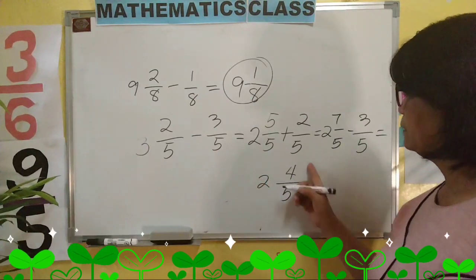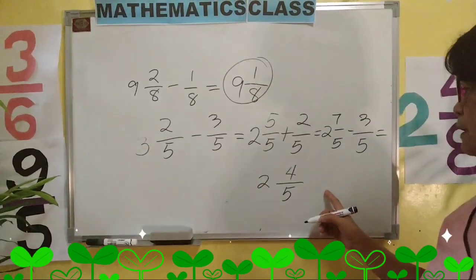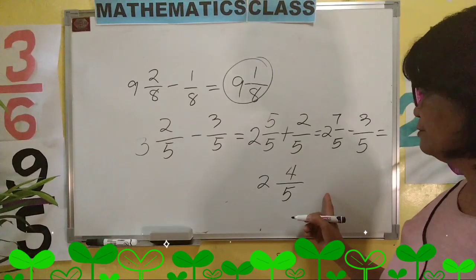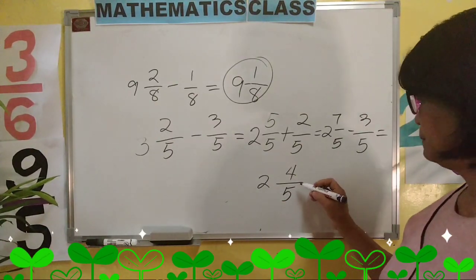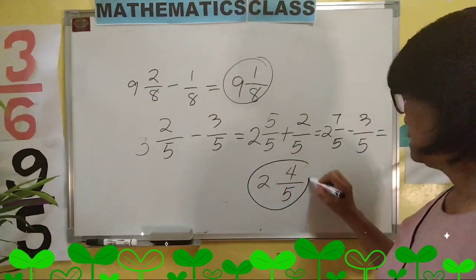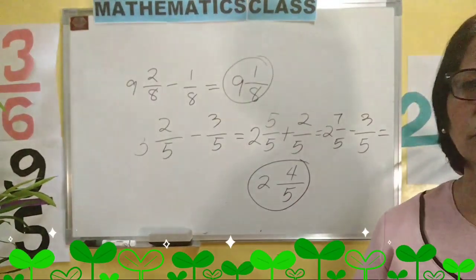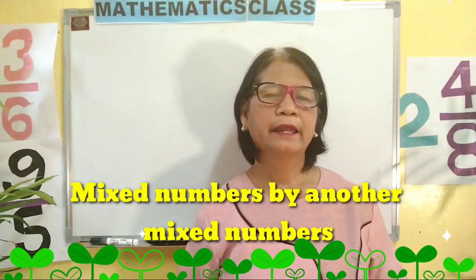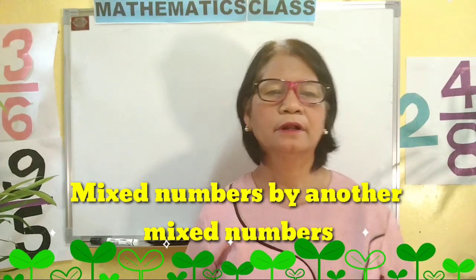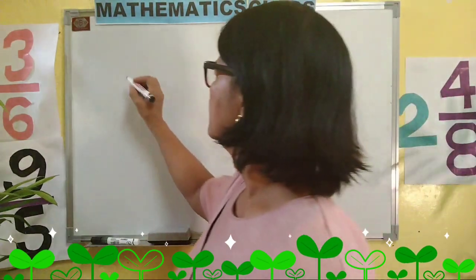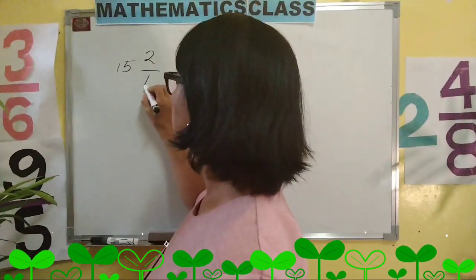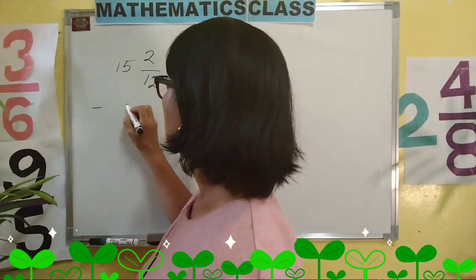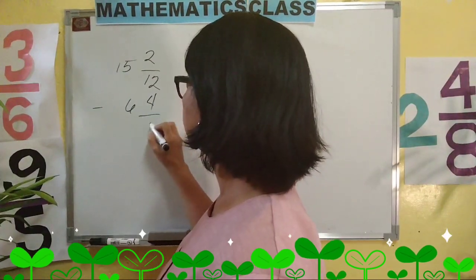Can we simplify your answer into lowest term? Yes or no? Of course no, because 4/5 is already in lowest term. So, 2 and 4/5 is your possible answer. Example of a mixed number minus another mixed number, 15 and 2/12 minus 6 and 4/12.